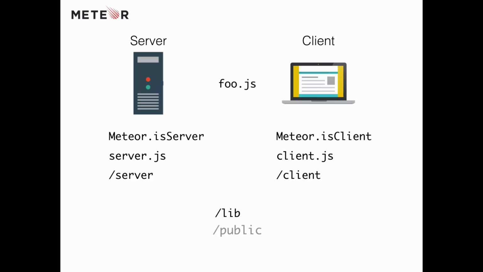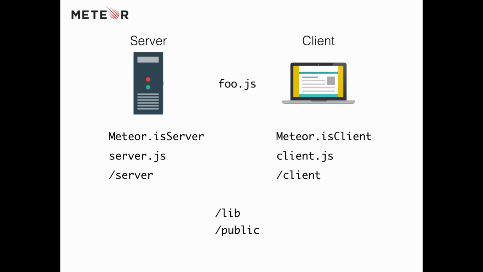And the second directory I want to mention is public. If you create a public directory, everything you put in there will be accessible publicly as an asset. So let's say your images and fonts, you'd want to put them in there so that you can call them using an image tag or whatever.